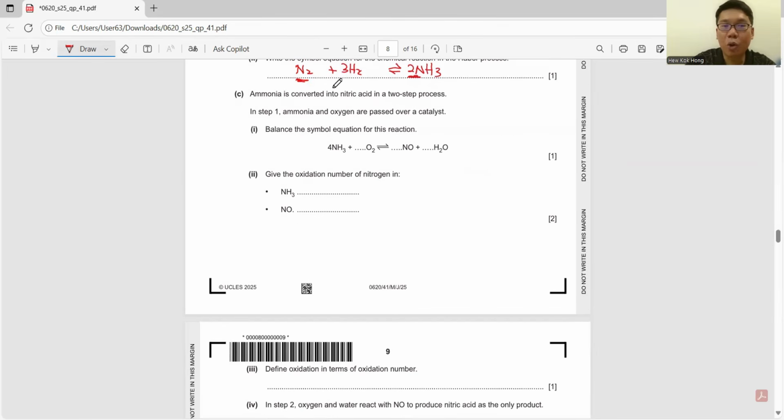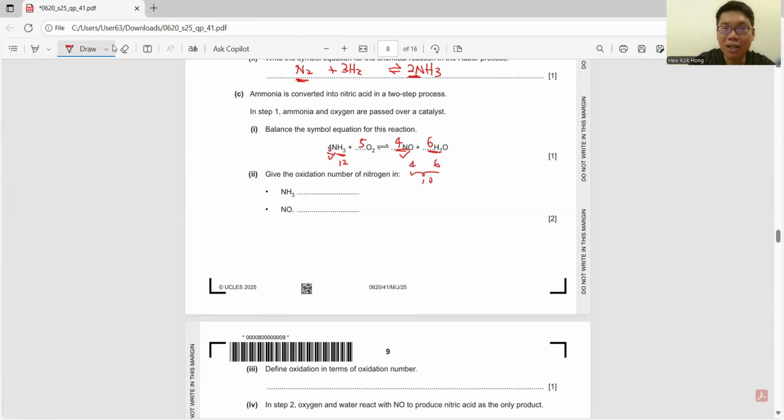C. Ammonia is converted into nitric acid in a two-step process. Step 1. Ammonia and oxygen are passed over a catalyst. 1. Balance the symbol equation for this reaction. So we already know here we have 4 nitrogen. So here must be 4 nitrogen also. Then here, already fixed, we have 4 times 3, 12 hydrogen. So here confirm 6. Then here we already have 4 oxygen, plus 6 oxygen, so total 10. So here must be 5. Then done balancing.